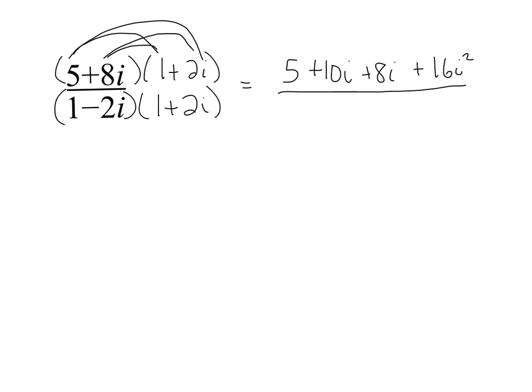On the bottom, 1 times 1 is 1. 1 times 2i is positive 2i. 1 times negative 2i is negative 2i. Oh, so those are going to cancel. And then negative 2i times positive 2i is negative 4i squared.